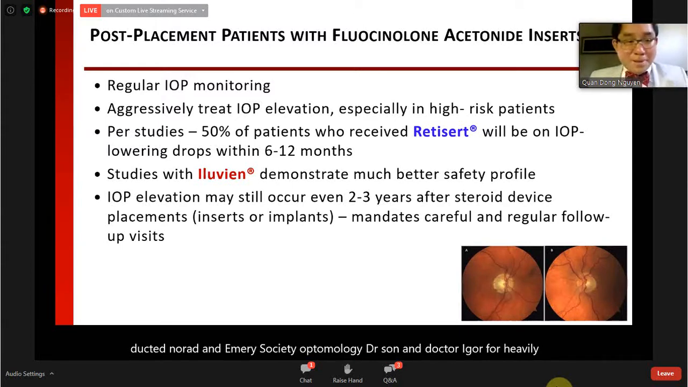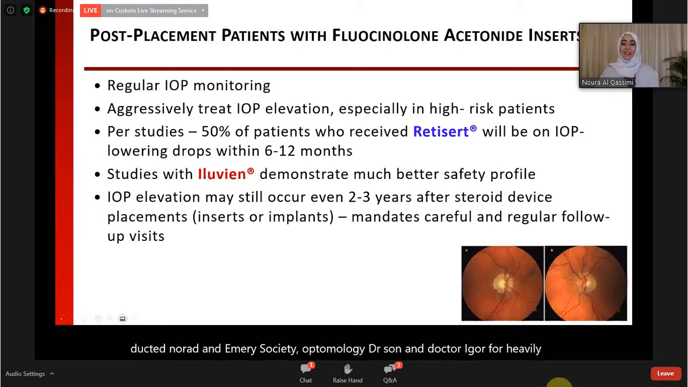Thank you. Thank you so much, Doctor. We are honored to have you this evening in our time. And thank you for talking and explaining the implants in depth and the side effects and how to manage them.